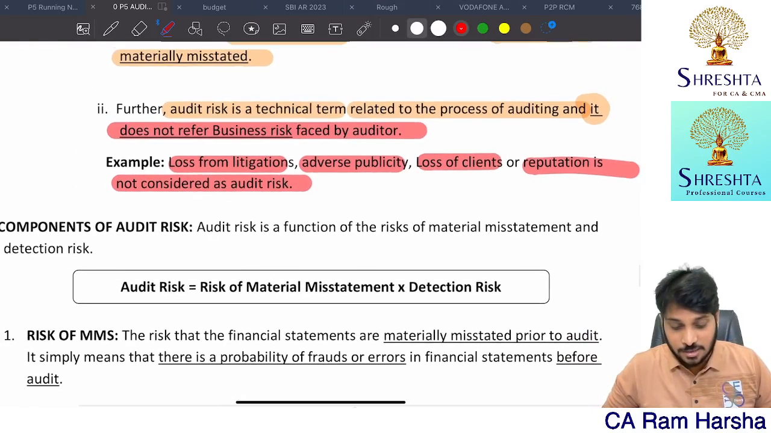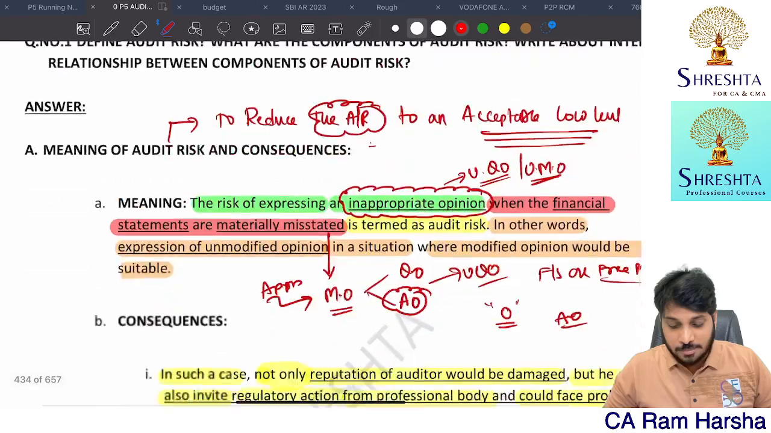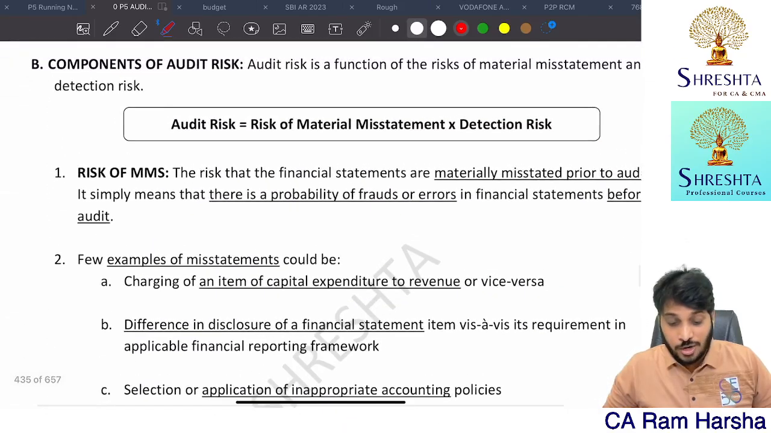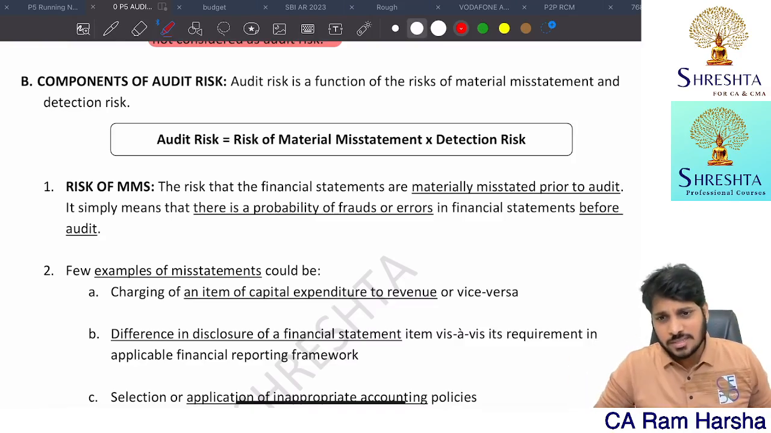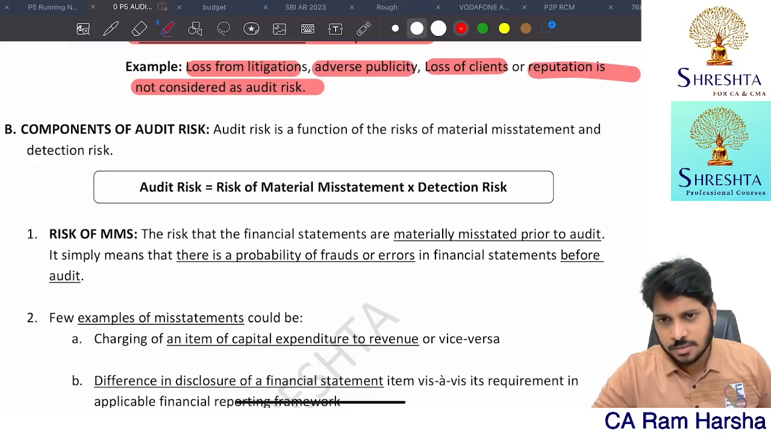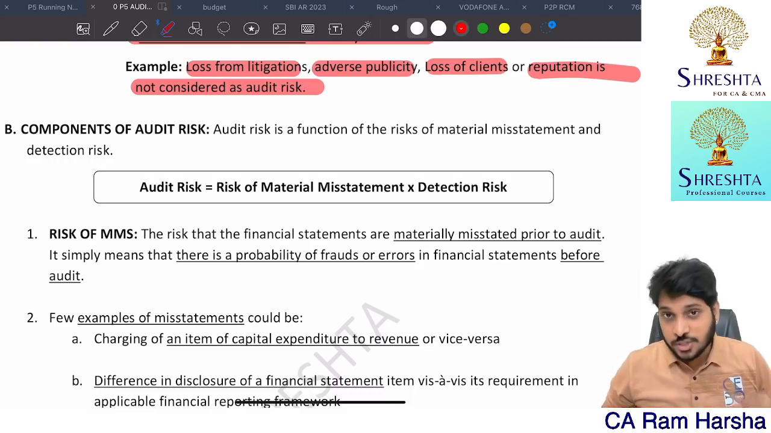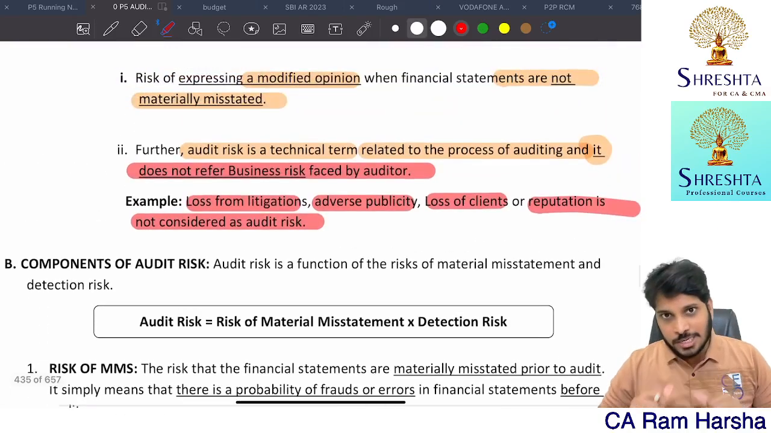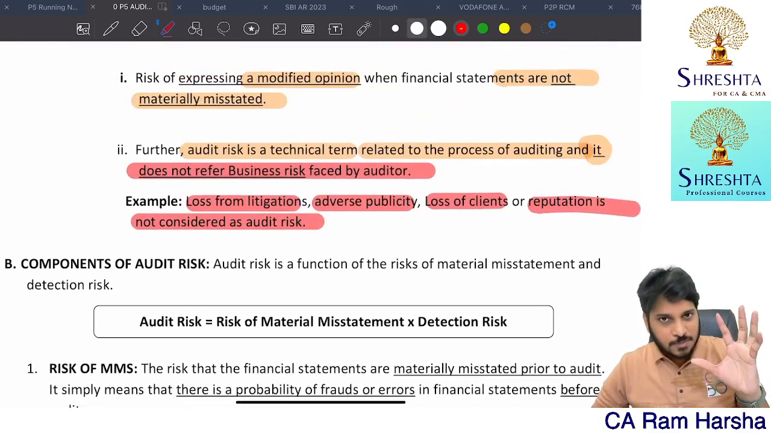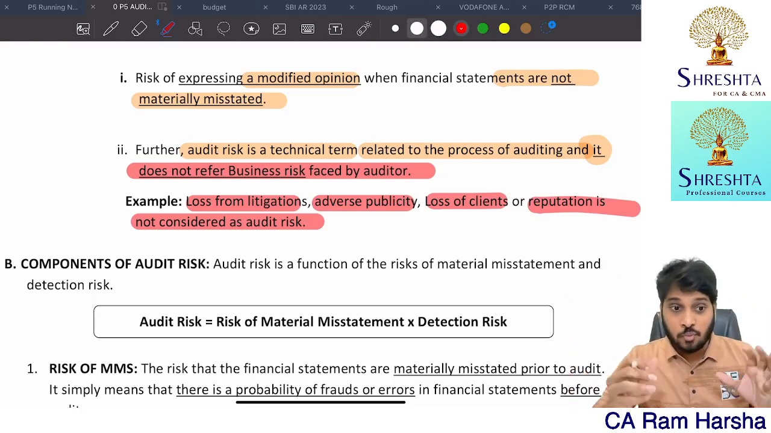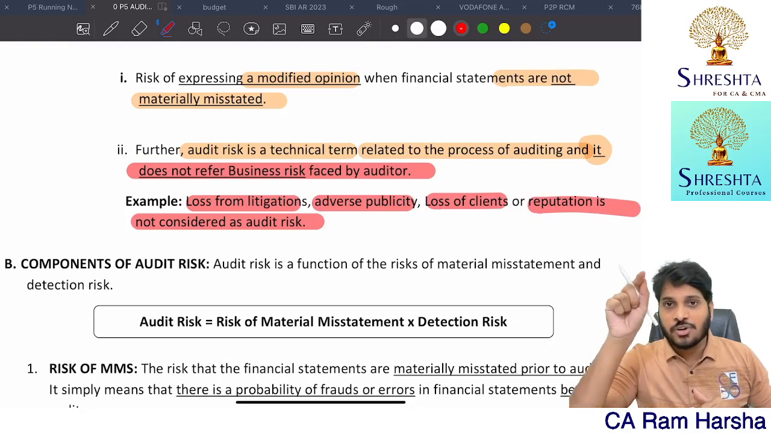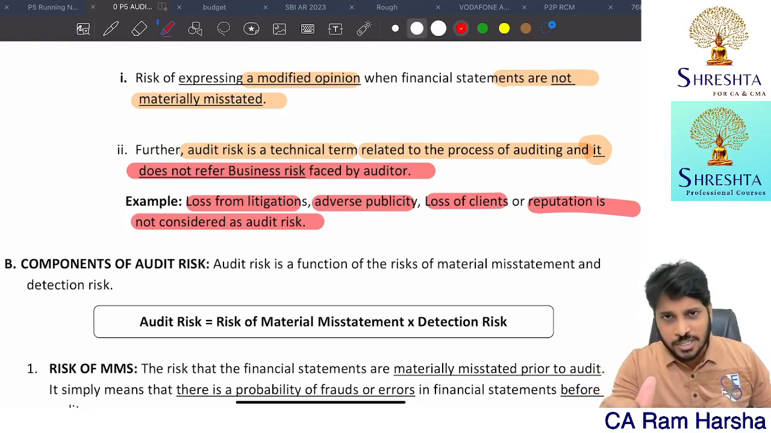Able to understand. Until now, it is completed. Next, what are the components of audit risk? Then now, how audit risk arises? Why audit risk arises? Before that, just a minute. Yes. So, components of audit risk. So, why audit risk arises? Fine. What is risk assessment? We understood. What are we learning in this chapter? We understood. And why we need to do risk assessment? Because we want to reduce the audit risk. What is audit risk? We understood.